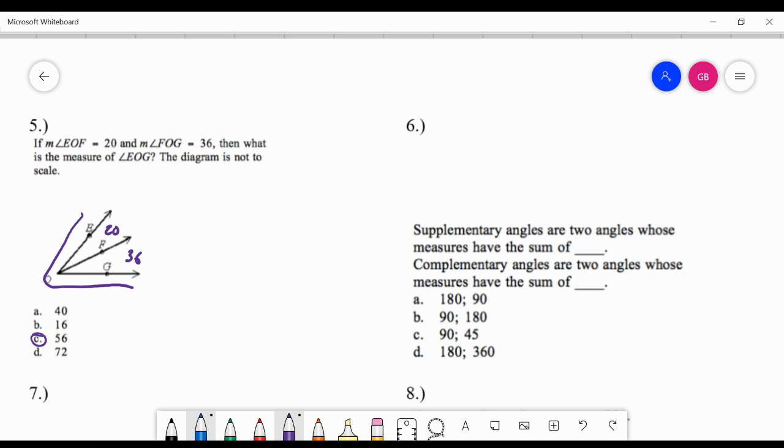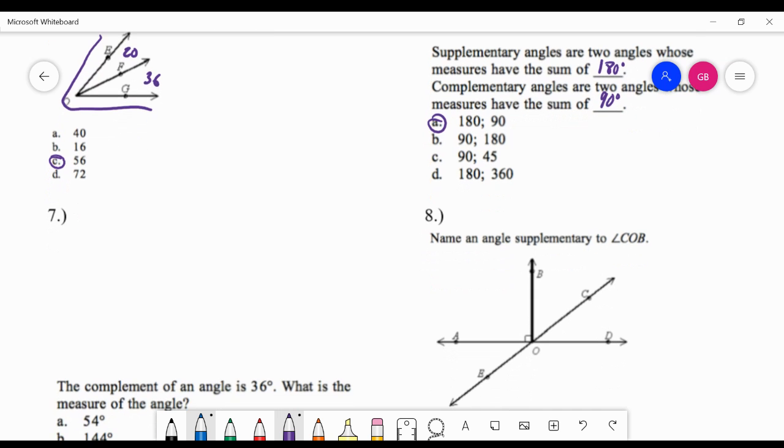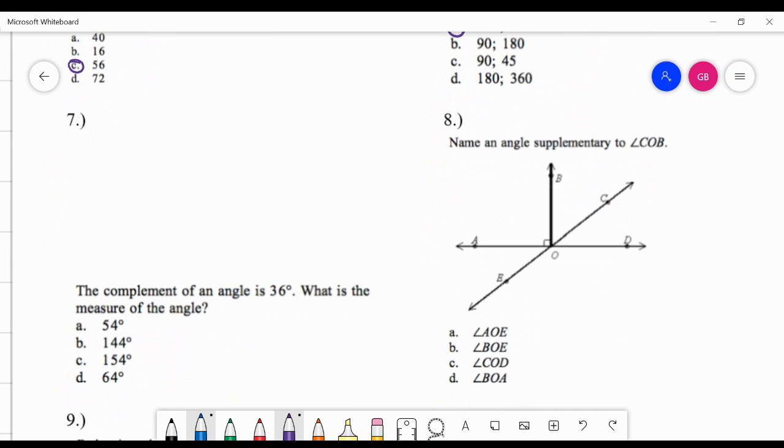Okay. Number 6, supplementary angles are two angles whose measures have a sum of 180 degrees. Complementary angles are two angles whose measures have a sum of 90 degrees. So just be careful when you pick it. Make sure the first one's 180 and the second one is 90. That's going to be option A.